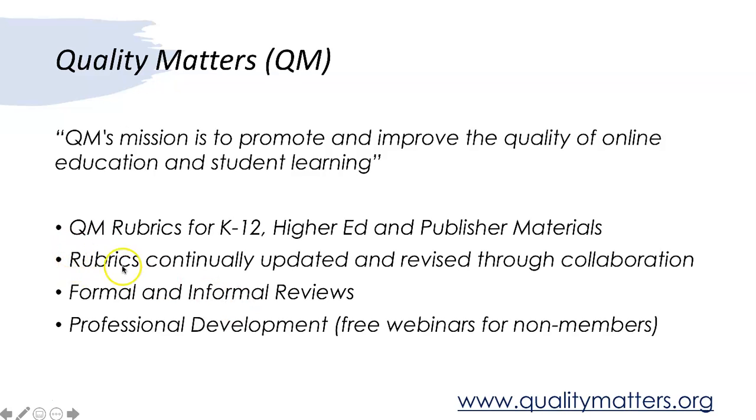Now you can go through and look at each of these rubrics. They have a summary of the rubrics, but the rubrics themselves are very detailed and they have explanations of what they mean. So to really understand and be able to use them, you would want a membership. But I know not everybody has that. They do have professional development for members, and they also on their website have some free webinars for their non-members. So if you want to check them out, they're at qualitymatters.org.